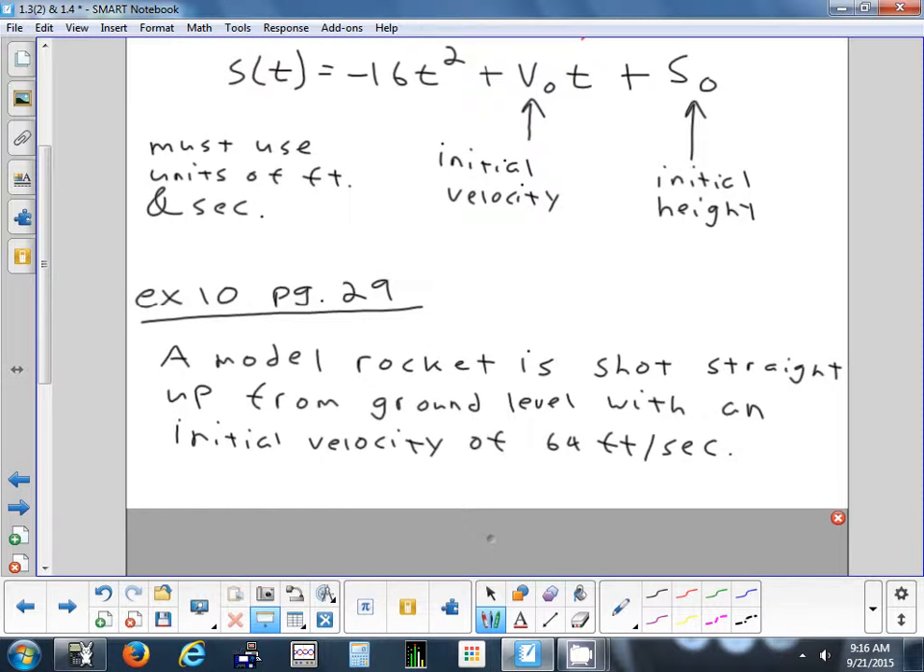Okay, so in this problem, it says we're going to shoot a rocket. Okay, in this case, it's going to be shot straight up from ground level at an initial speed of 64 feet per second. Now, if we're shooting something up and it's starting on the ground, how high is it when it starts? 0. Okay, if you do something from ground level, there's no initial height. It's on the ground to start. Versus if I did it on this table, it would be like 3 feet off the ground. Okay, but this one's on the ground.